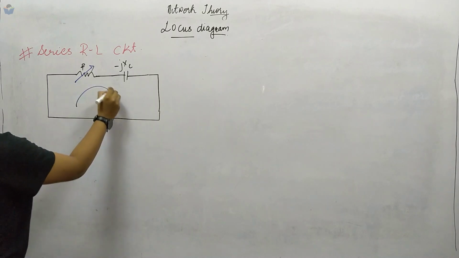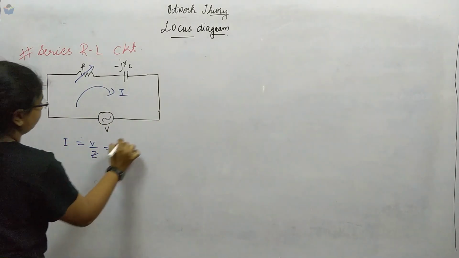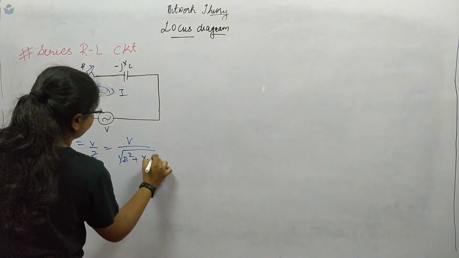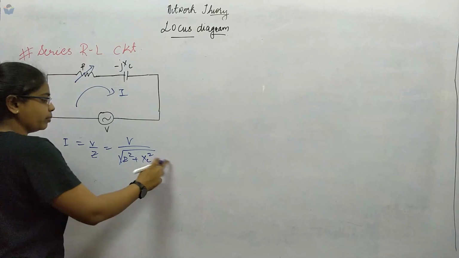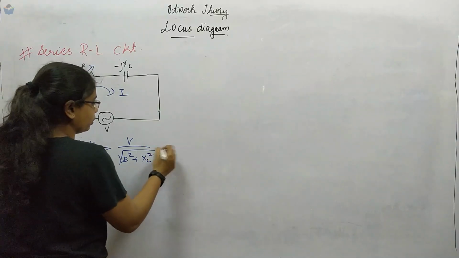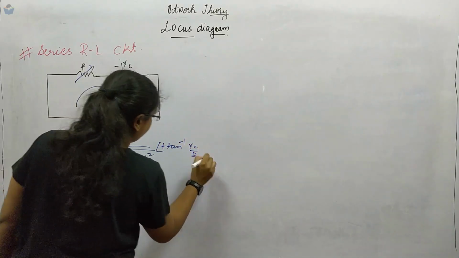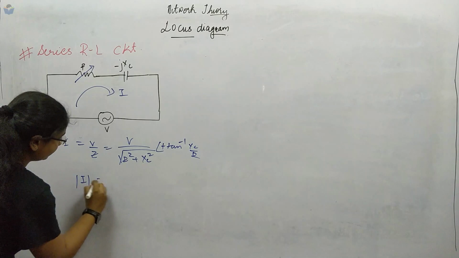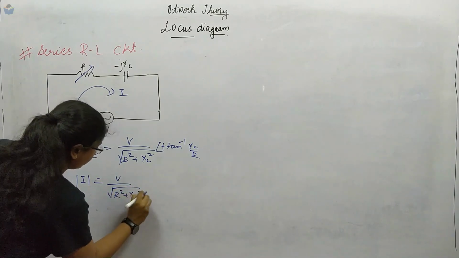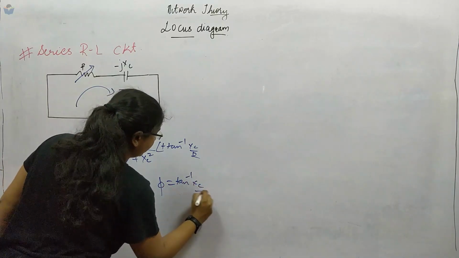This is the current flowing in this circuit, so I will be V by Z, that is V divided by square root of R square plus XC square. Here it will be minus tan inverse of XC by R because of its nature, so when it goes up it will be plus tan inverse of XC by R. If you want to take separately, the magnitude is V by square root of R square plus XC square and the phase angle is tan inverse of XC by R.